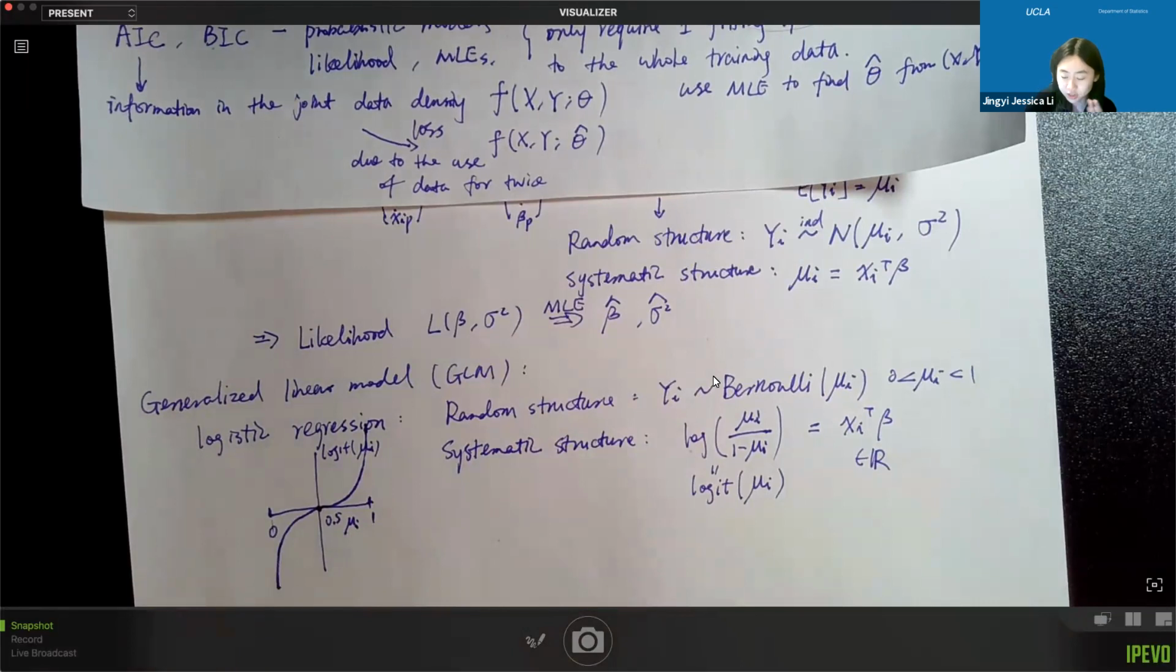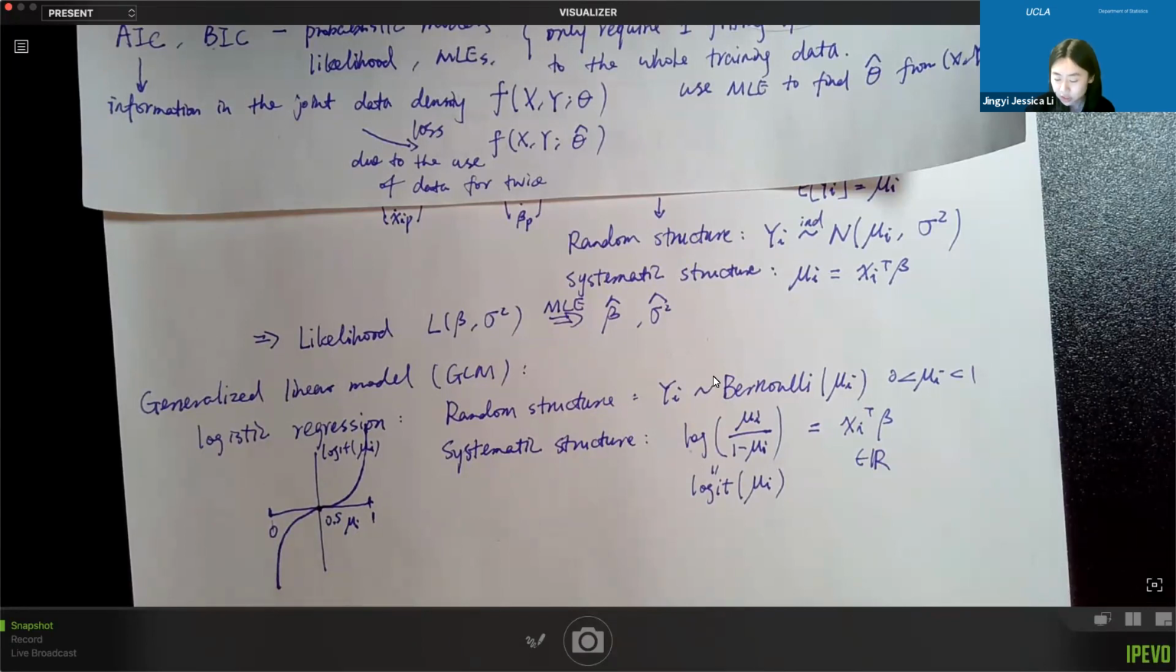So this transformation is monotone and increasing. A larger mu i gives you a larger logit mu i. You keep the monotonicity, but on the other hand, you enlarge the region from 0 to 1 to the whole real line. So that's the magic of this systematic structure.